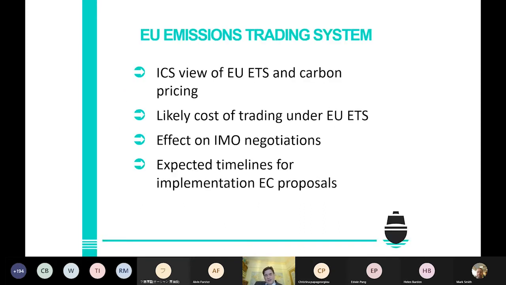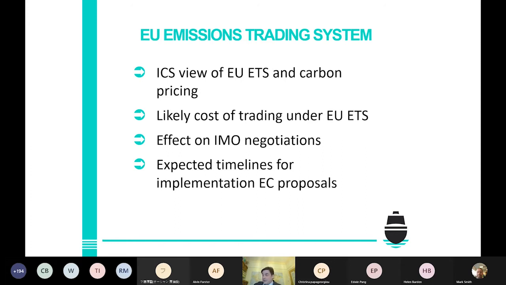In order to help stimulate the discussion, I'd like to raise a few general points. Firstly, the position of ICS is that we do support carbon pricing. We see it as necessary to close the price gap between the zero carbon fuels of the future and conventional fuels, and really to help speed up the transition. However, when it comes to the proposals to extend emissions trading to shipping, we are completely opposed.